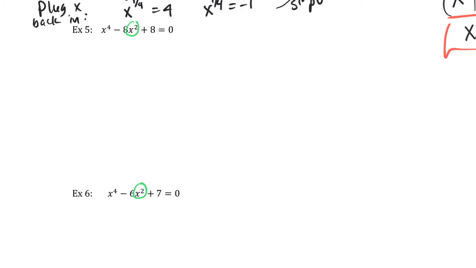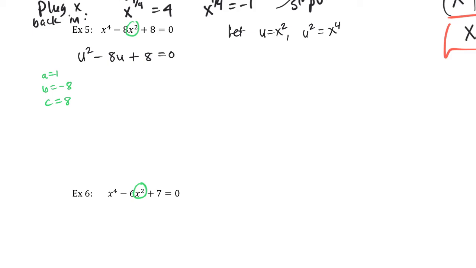Okay, so I'm going to let u equal x squared. So then u squared would be x to the 4th. Okay, substituting in, we've got u squared minus 8u plus 8. Now this doesn't end up factoring, so I've got to use the quadratic formula. Here we go. a equals 1, b equals negative 8, and c equals 8.